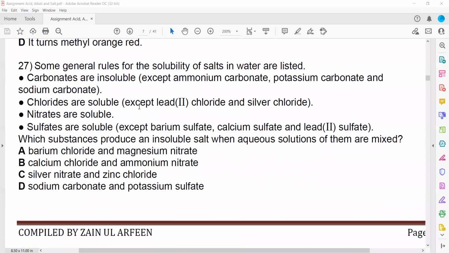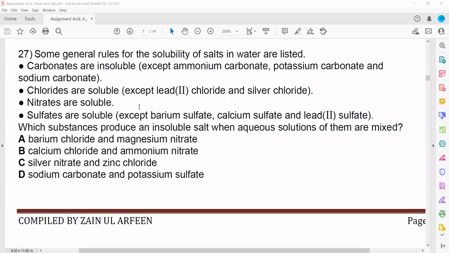In 27, some general rules of solubility are there. They even give you the table. In this one, they already gave you the table. They're asking which substance produces an insoluble salt from aqueous solution, like when we mix two solutions.